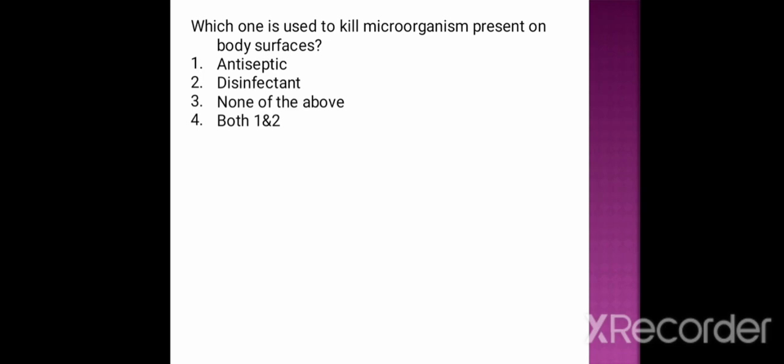Next question. Which one is used to kill microorganisms present on body surface? Option 1, antiseptic. Option 2, disinfectant. Option 3, none of the above. Option 4 is both 1 and 2. And the correct option is antiseptic.